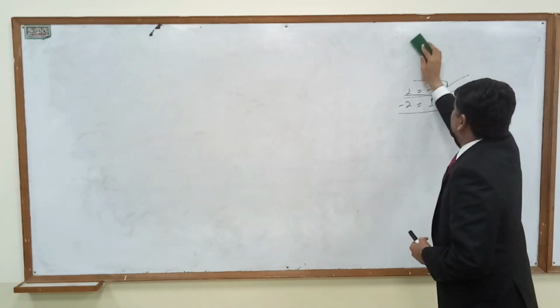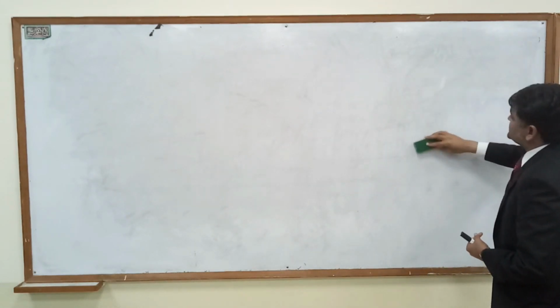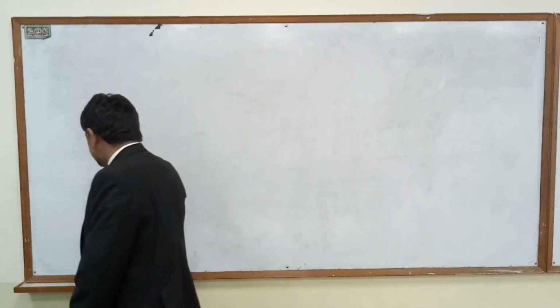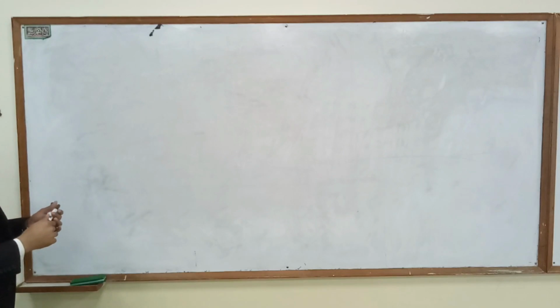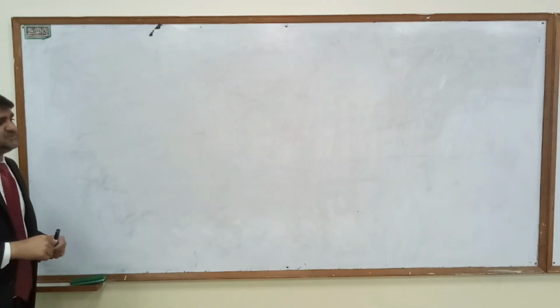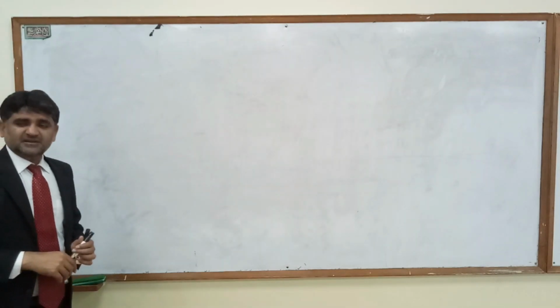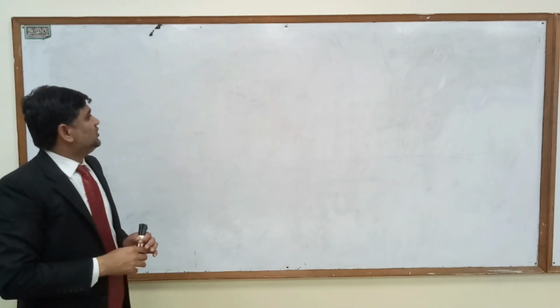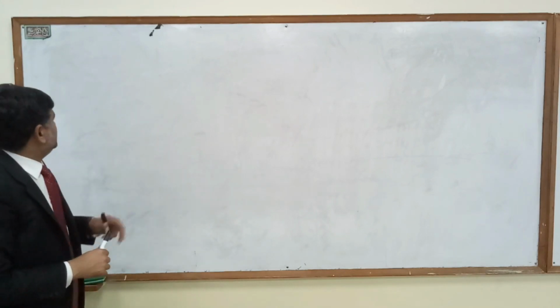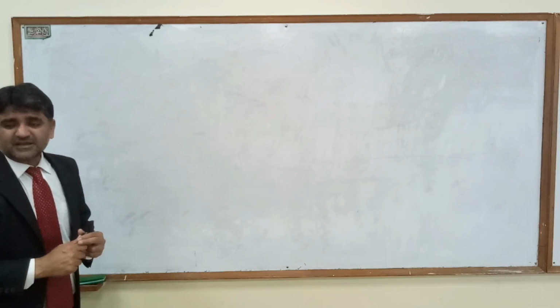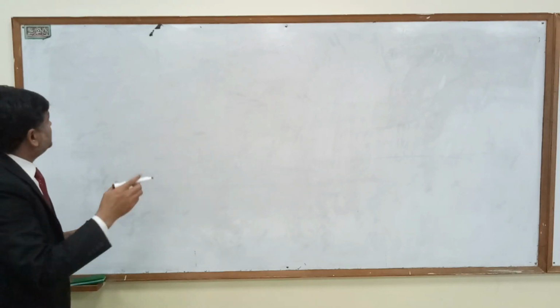So we should be very clear in our understanding. An equation where the highest power of the variable is 2 is called a second degree equation. What are the possible methods? There are 3 possible methods: factorization method, completing the square, and quadratic formula. So in these questions, we are applying the factorization method.